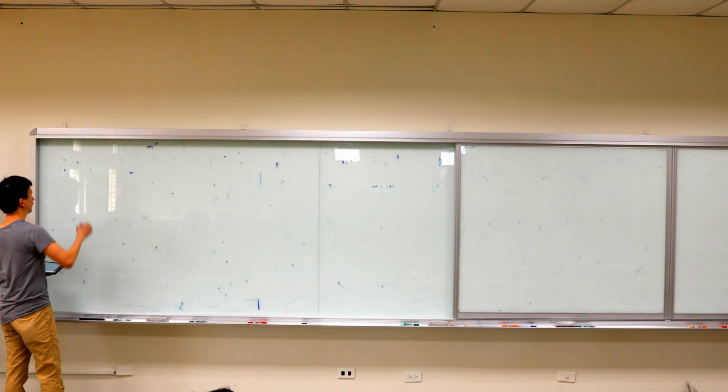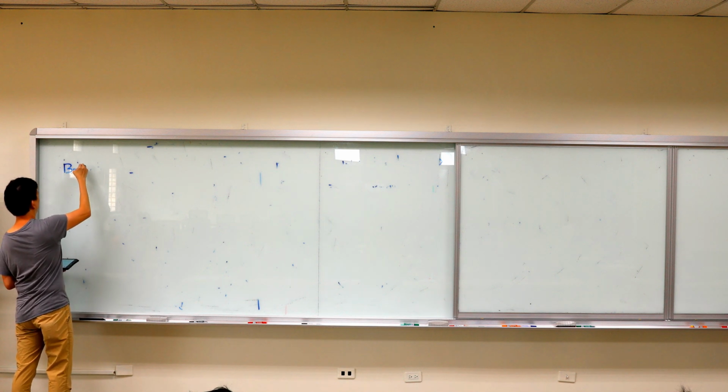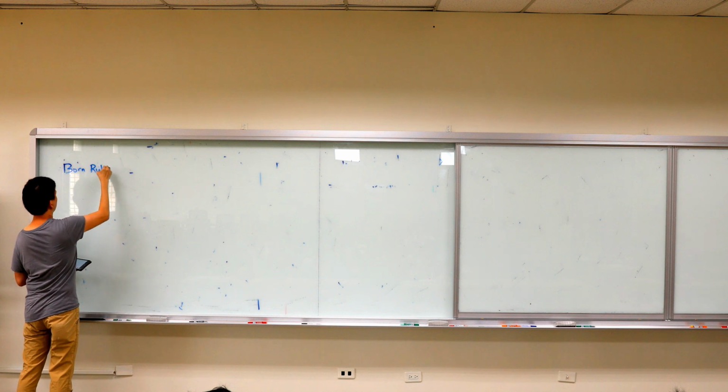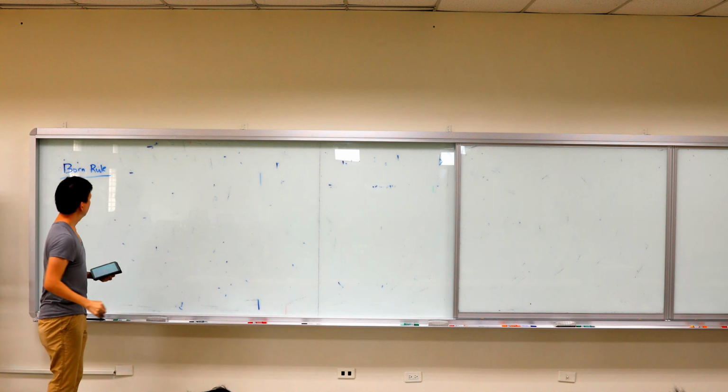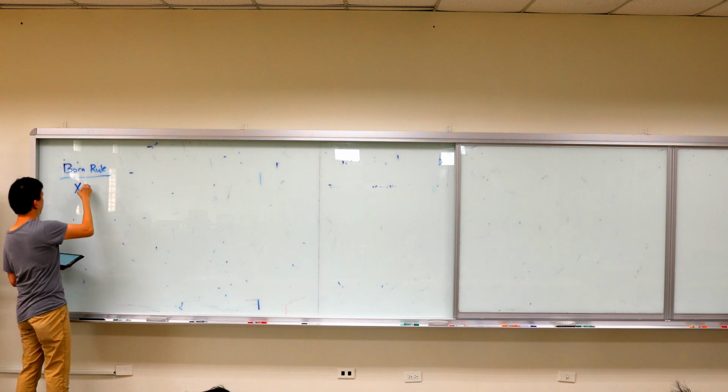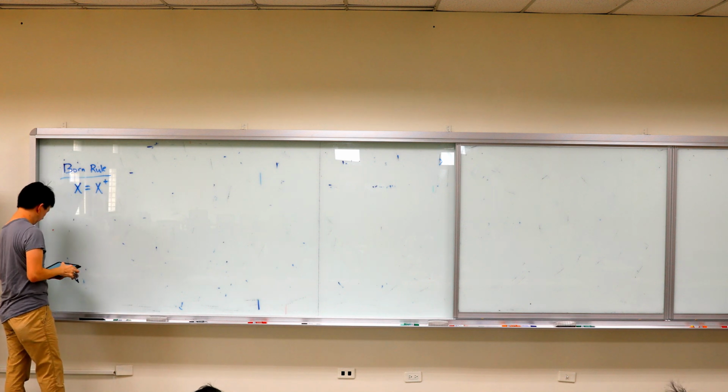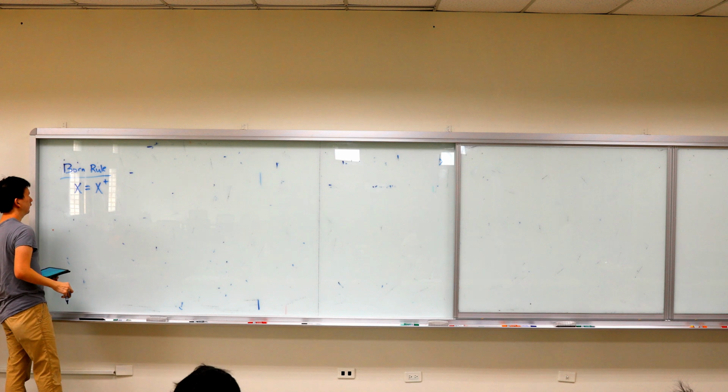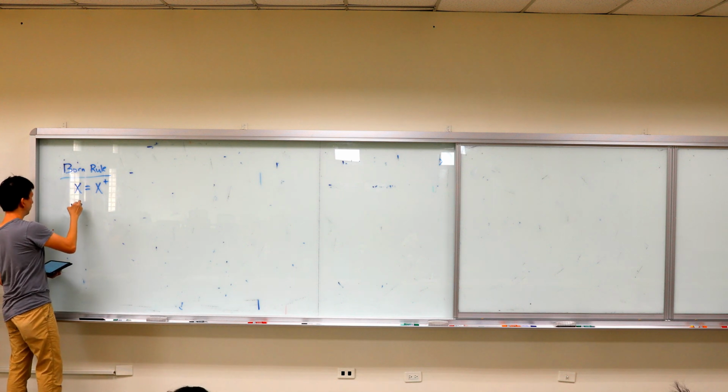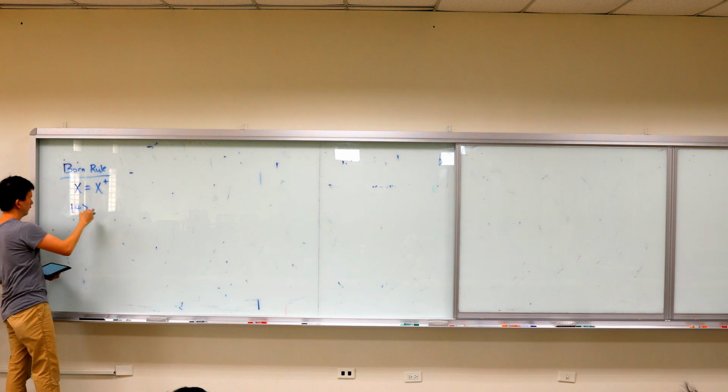So we should talk a little bit about the Born rule before we move on to unitary operators. The Born rule, now that we have seen Hermitian operators, can be stated more explicitly. So if you have X as your Hermitian operator, and you have a quantum state, and you want to make a measurement.